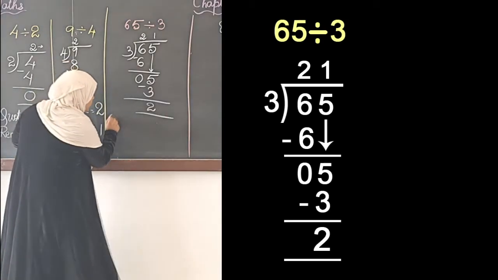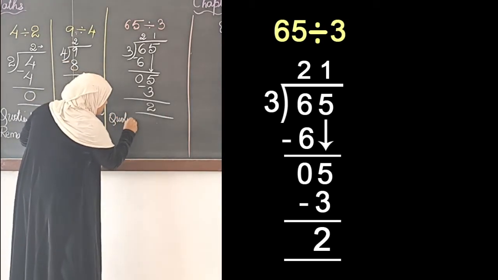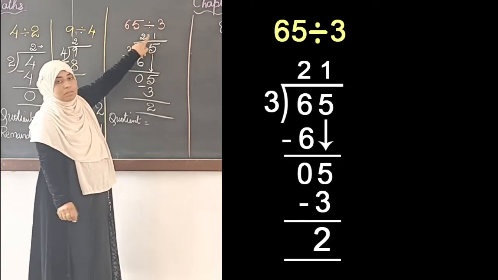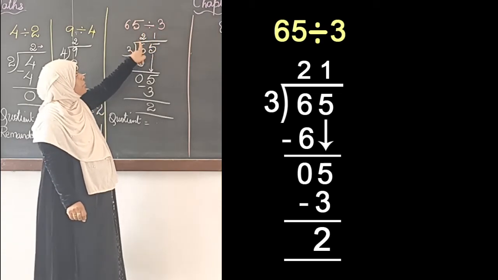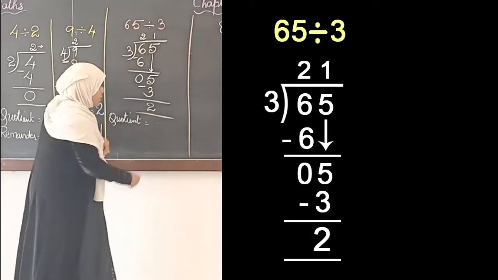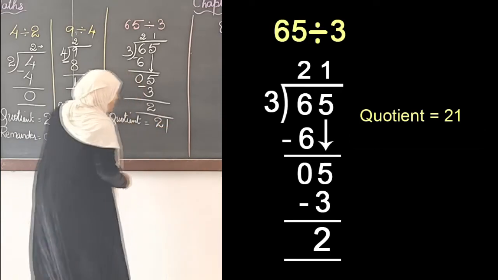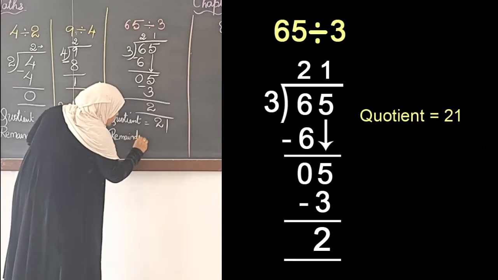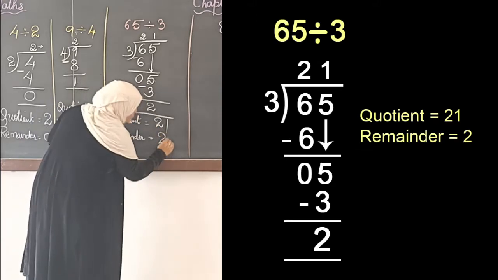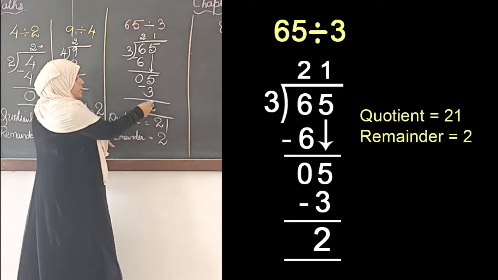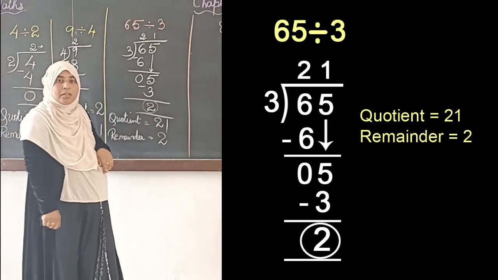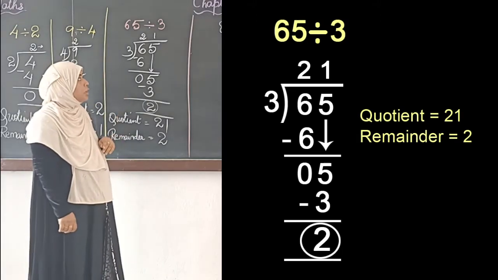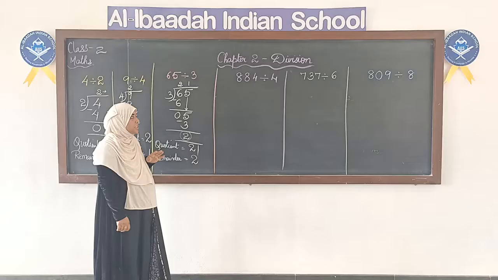So here the quotient that we have got is 21. You see the answer over here, it is 21. So the quotient is 21. And what is the remainder that we got? The remainder is equal to 2. The number that remains at the end, we call it the remainder. Have you understood how we did 2-digit numbers? Next we are going to do 3-digit numbers.